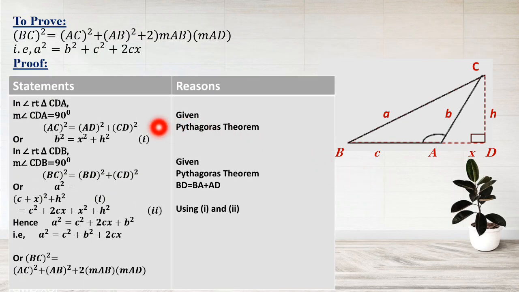Okay, the first one is, students, you can see that we have two right angle triangles. The first one is CDA. The next right triangle is CDB. Okay, first we are going to take this triangle which is CDA. Its angle CDA is 90 degrees and this one is given to us. Now we know the Pythagoras theorem, the hypotenuse square which is AC square should be equal to AD square plus CD square.